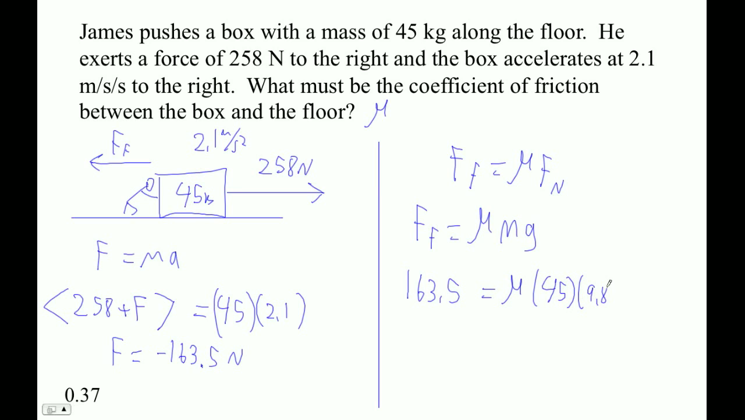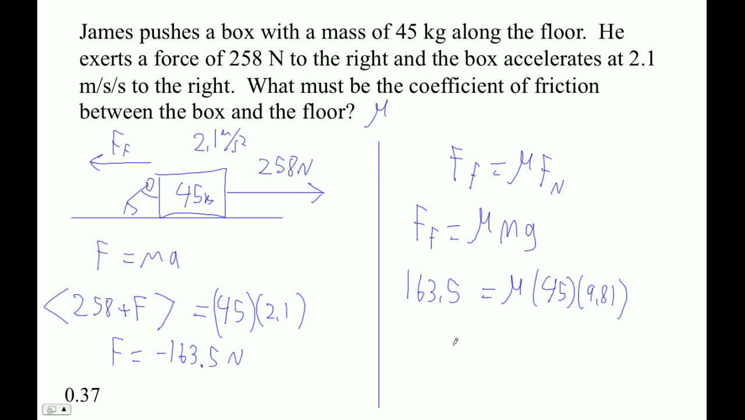times 9.81. Some people were asking me why do we make it positive over here? I don't know. But there's no such thing as a negative coefficient of friction. So this formula is in the sense of everything being positive. Okay, so let's divide that by 45 divided by 9.81. And I've got 0.37, oh, that's cool.